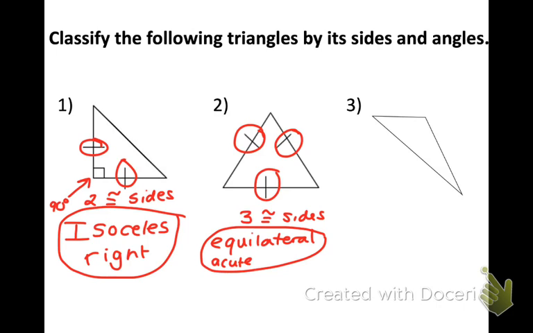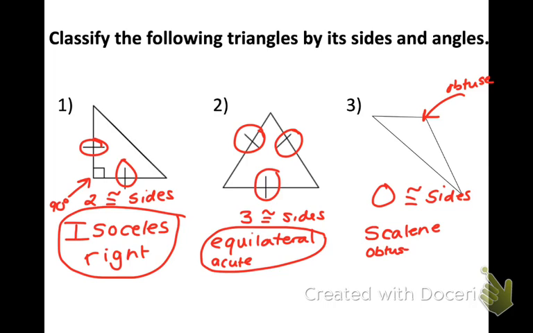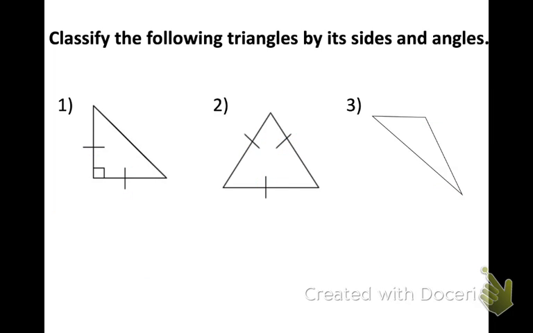Number 3, I have 0 congruent tick marks, so that makes it scalene. And then if I look at all my angles, this looks like an acute angle. This one down here looks acute, but look at this top one right here. This one clearly looks bigger than 90 degrees, so I'm going to call that obtuse. So my classification is scalene obtuse, which would be my final answer there. Okay, so classifying triangles, make sure you've got that.